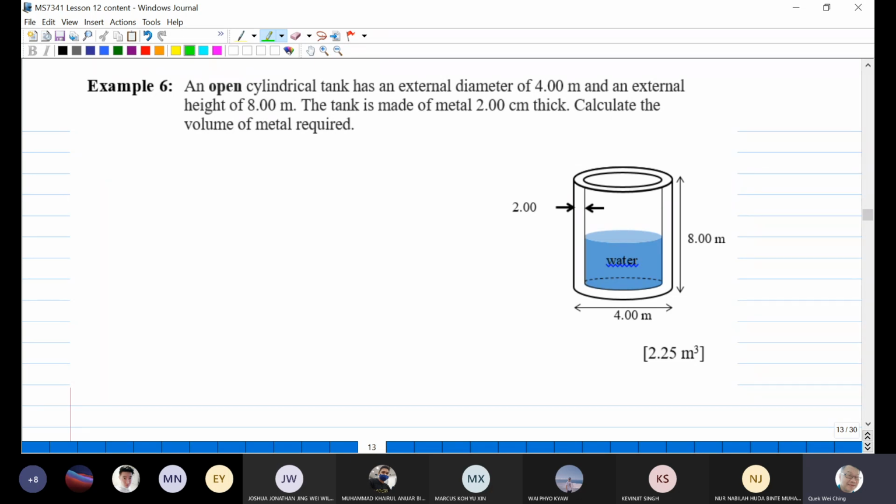Okay, so this time we have an open cylinder. The open cylinder tank has external diameter 4 and external height 8. The tank is made of 2 meter thick metal. Calculate the volume of the metal. So what they want is the volume here.